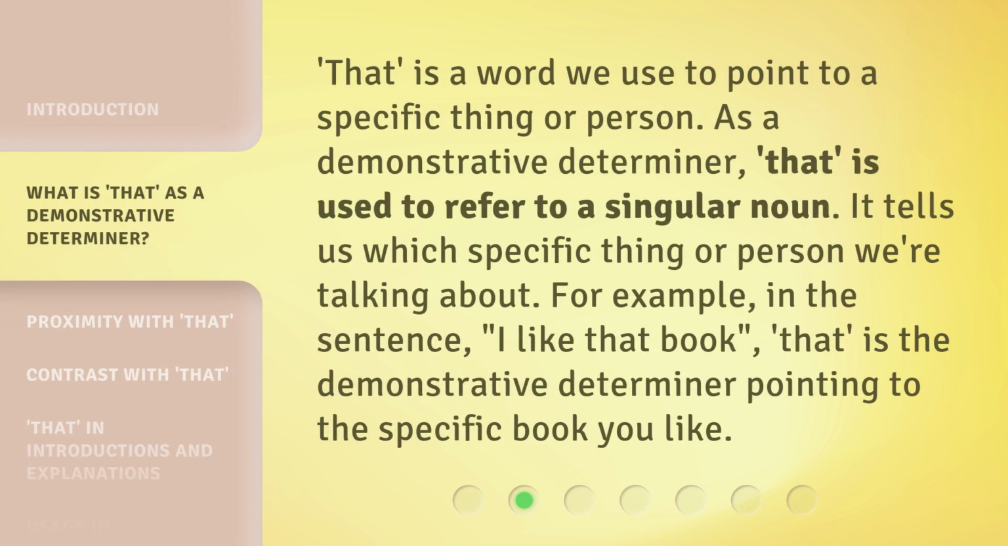That is a word we use to point to a specific thing or person. As a demonstrative determiner, that is used to refer to a singular noun. It tells us which specific thing or person we're talking about. For example, in the sentence, "I like that book," that is the demonstrative determiner pointing to the specific book you like.